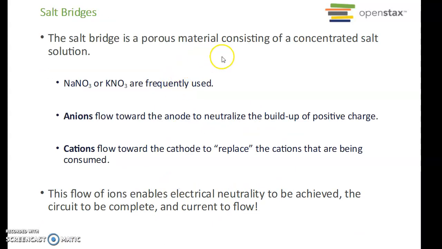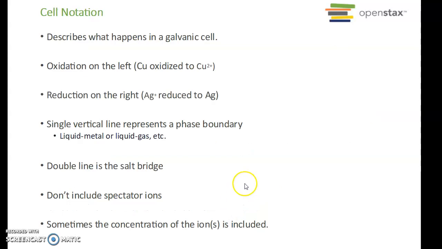The salt bridge is a porous material consisting of a concentrated salt solution. Most of the time it's something like sodium nitrate or potassium nitrate. Okay, single ions in each one. The anions flow to the anode to neutralize the buildup of positive charges, but don't enter into the reaction. Cations flow to the cathode to replace the cations that are being consumed. So the flow of ions enables electrical neutrality to be achieved. The circuit is complete and the current flows. So, some of the key things here.